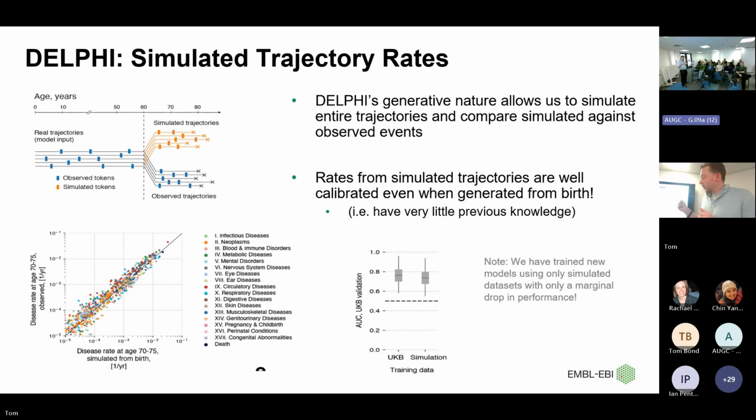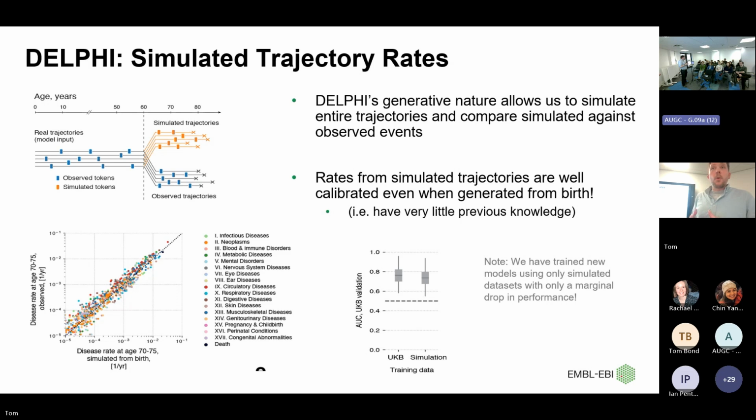And we simulate entire trajectories, evaluate the estimated disease rates for all of these diseases between the ages of 70 and 75, so that's on the x-axis, versus the actual observed rate. So that correlation there for these simulated trajectories is remarkable. So the model really understands something about the rates of disease at different points in time, and can generate a meaningful, fully synthetic data set that is based on the original trained model.